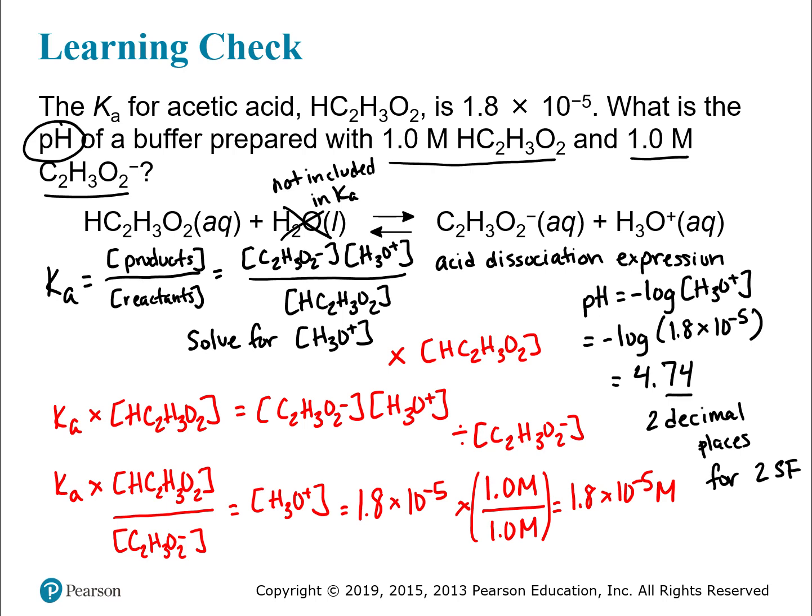So yeah, pH is a little bit funky when it comes to the sig figs. The number of places after the decimal should be equal to the number of sig figs in the hydronium concentration. We only have 2 sig figs, 1.8, so we need to have 2 decimal places. So that's our final answer, 4.74.